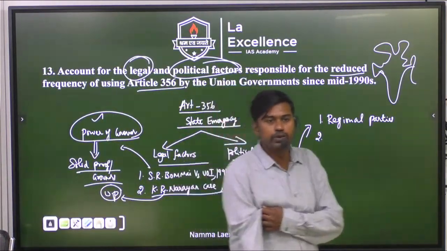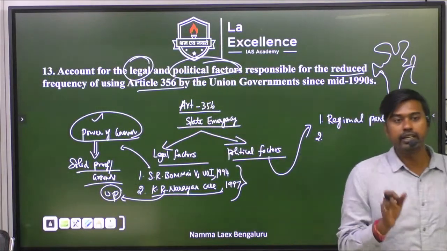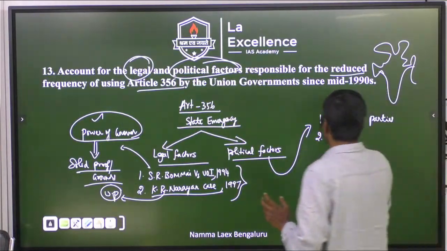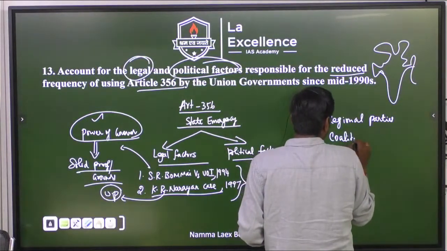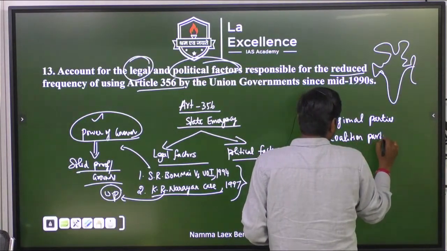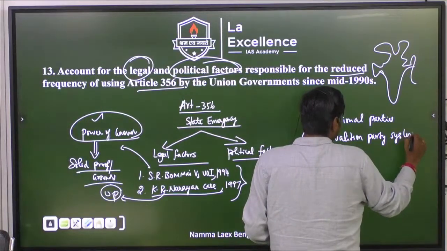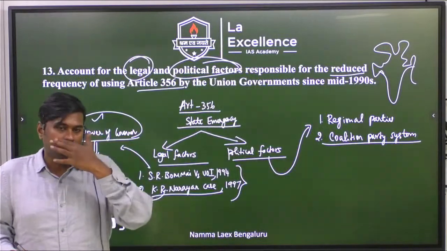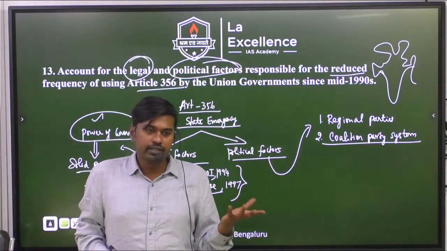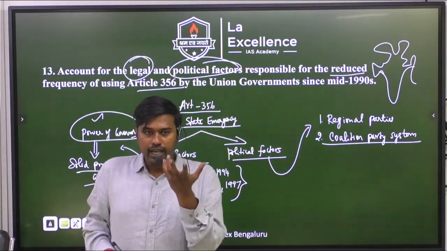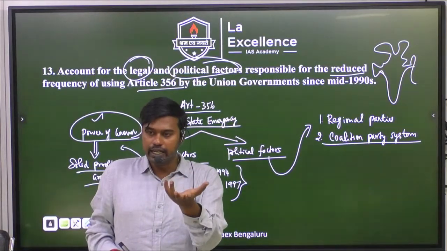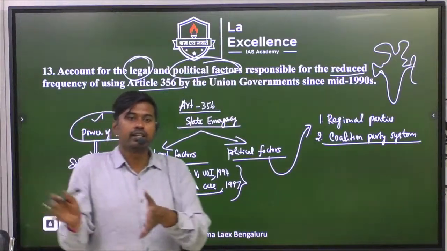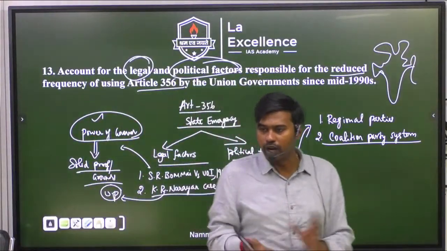Second, even today, many times the central government finds state emergency too difficult to take because of the coalition party system. Right? Coalition party system, very important. What do you mean by coalition party system? See, today at the national level, the national parties are Congress and BJP, is it or not? And they come under alliances: NDA is the BJP alliance, National Democratic Alliance, and Congress is UPA, United Progressive Alliance.